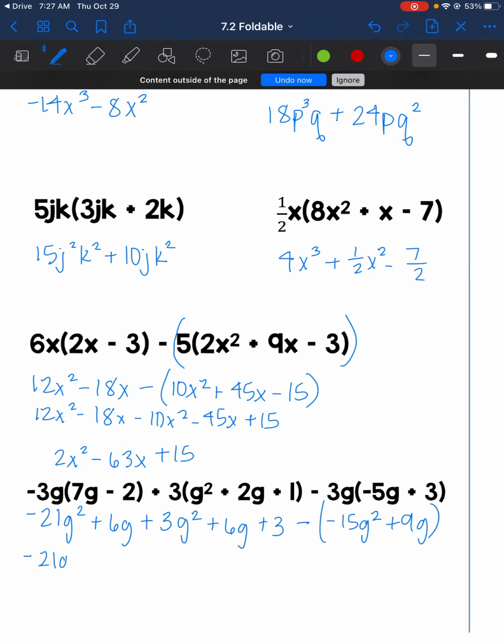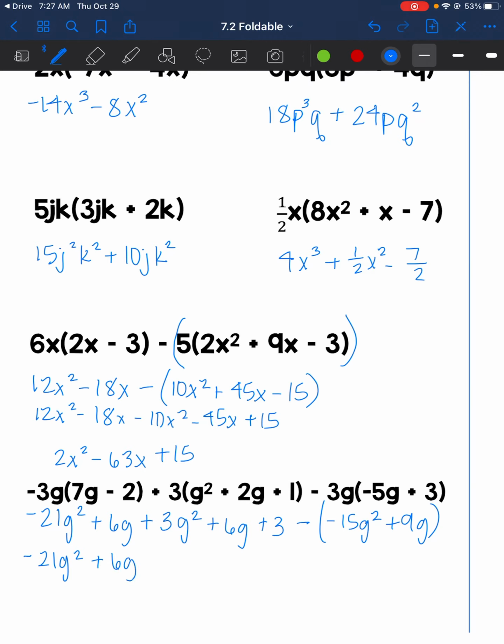We'll start over here, negative 21g squared plus 6g plus 3g squared plus 6g plus 3 minus, we are subtracting this negative 15g squared, so it's actually going to be plus 15g squared, and then the 9g will get the minus. Okay, so let's look for our g squareds. We have negative 21g squared, 3g squared, and 15g squared. So 3 and 15 is 18, minus 21 is negative 3g squared.